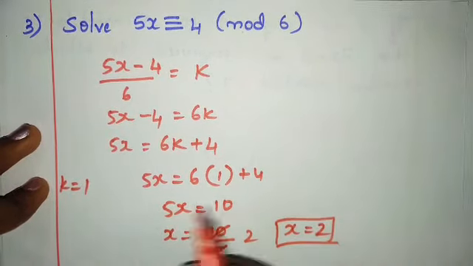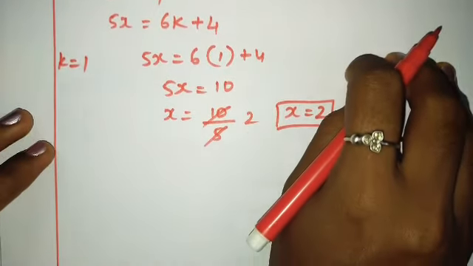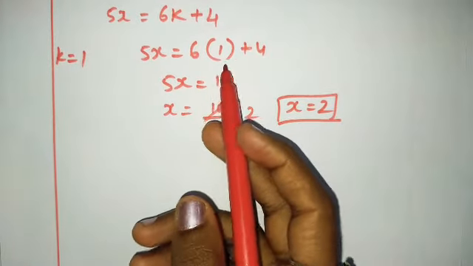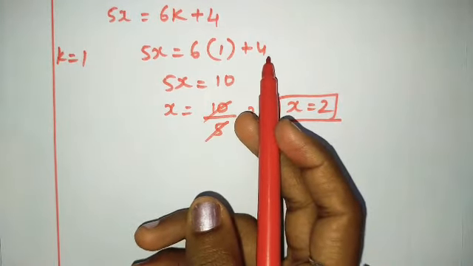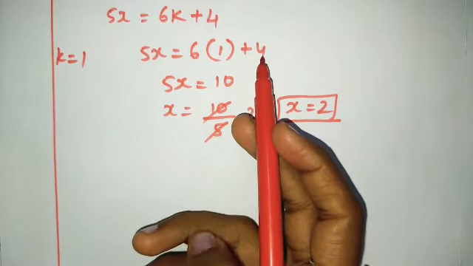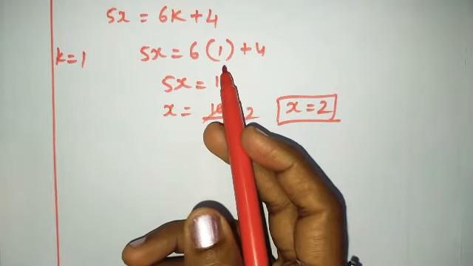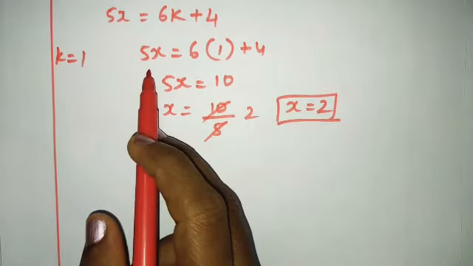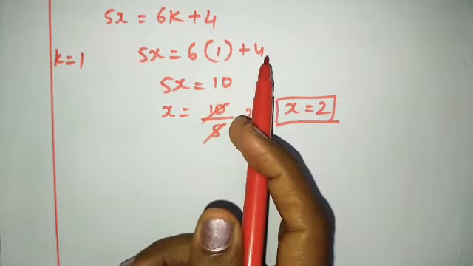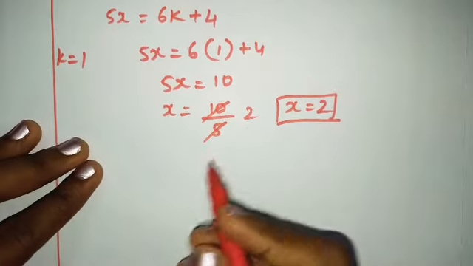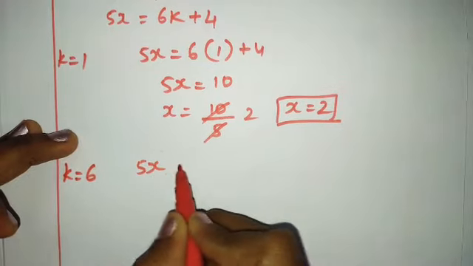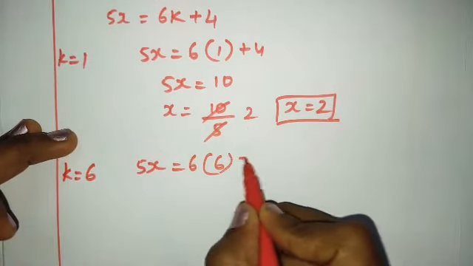If I substitute k as 1. Now if I substitute k value as 2, what happens? 6 2s are 12. 12 plus 4 is 16. So it doesn't work. Even for 3 also, even for 4 also. What about 5? 6 5s are 30. 30 plus 4 is 34. You can't divide it by 5. What about 6? 6 6s are 36. 36 plus 4 is 40. 40 you can divide by 5. Correct? So take k value as 6. Next k value: 5x is equal to 6 into 6 plus 4.